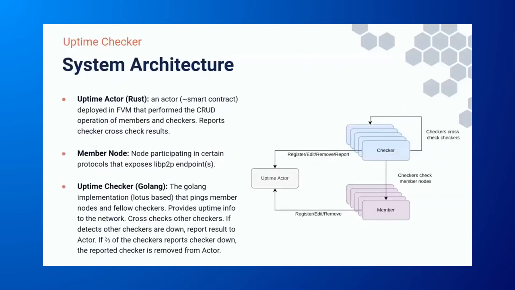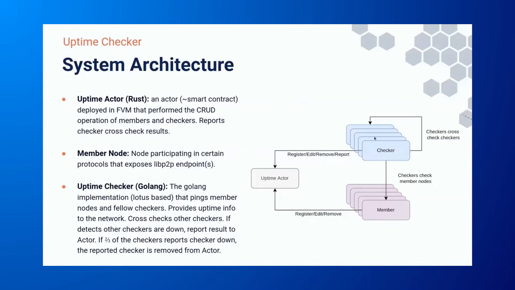In terms of system architecture, we have the uptime actor. This uptime actor is Rust implemented, compatible with WASM, and deployed on FVM. It does the registry, like CRUD of the checkers and members. At the same time, it also tracks the reported checkers, that is, the checkers that are reported to be down. Also, we have the member nodes. These are the nodes participating in a certain protocol, and we are actually using libp2p to do the ping. And finally, we have the checker.